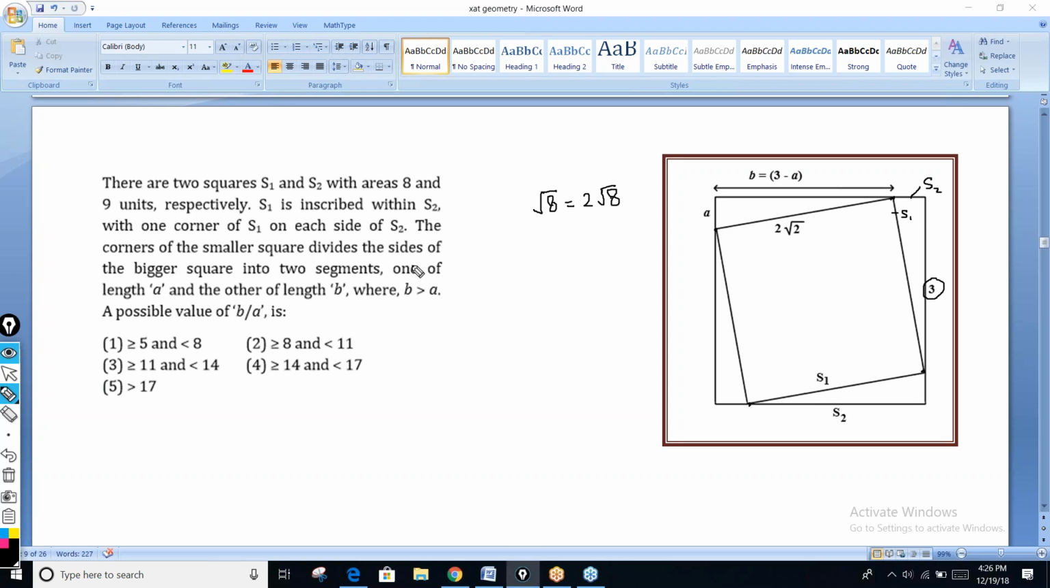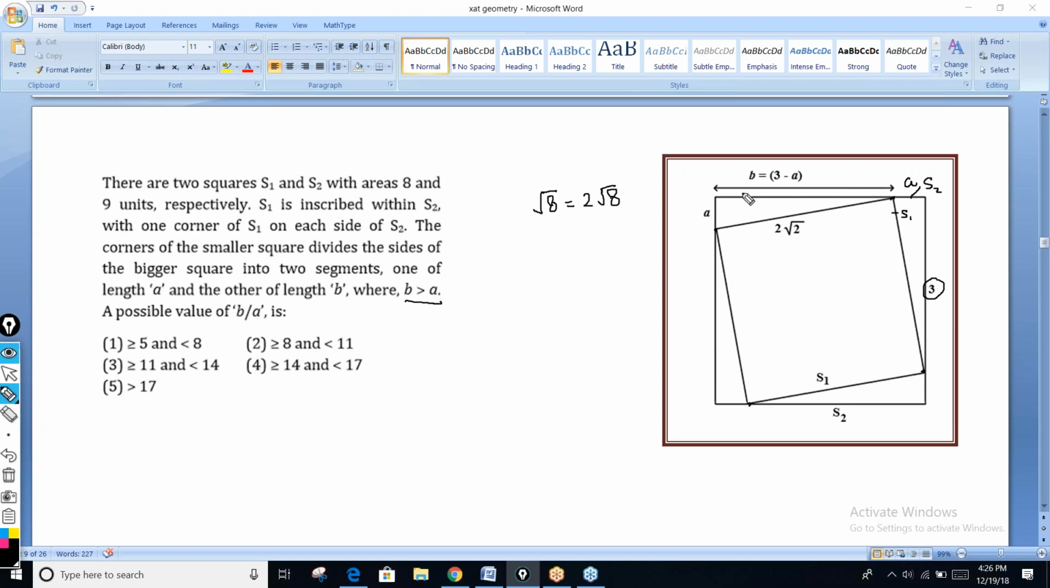The corner of the small square divides the side of the bigger square into two segments. One of the lengths is A. So let's say this is length A and this is B, which is 3 minus A. So the complete side is 3. This is A, so this is 3 minus A. Where B is greater than A, a possible value of B by A is? We need to find out the value of B by A.